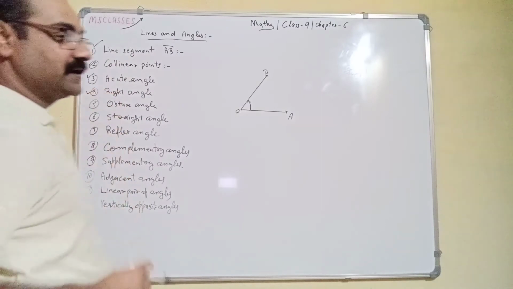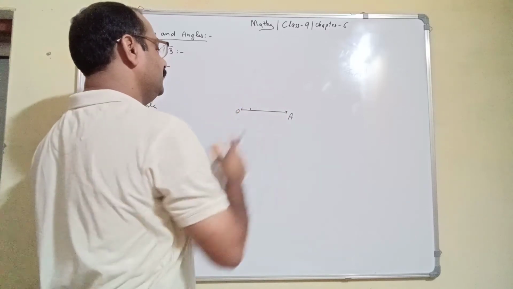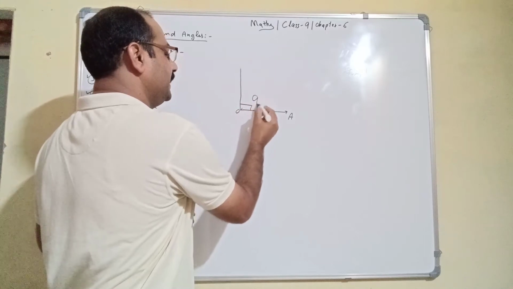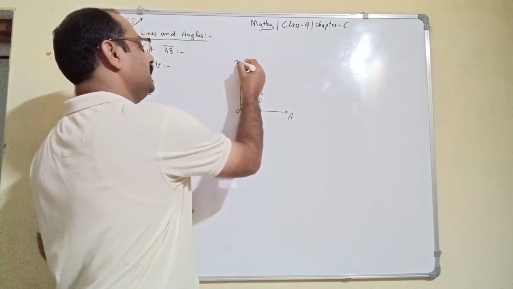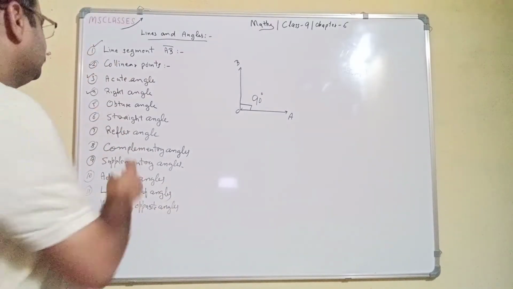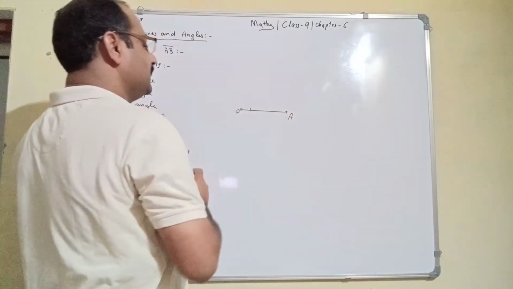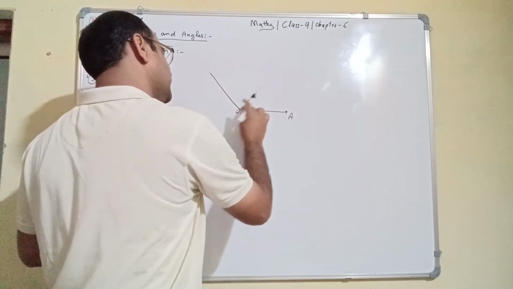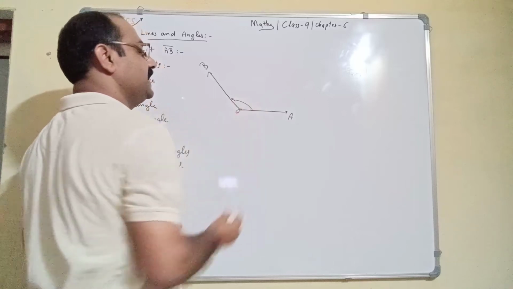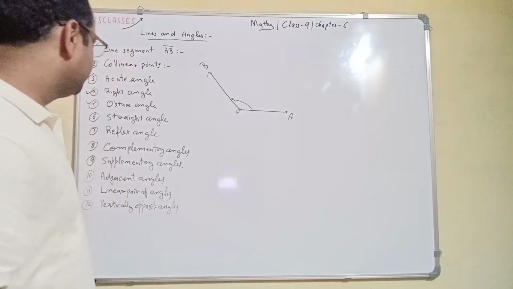After that, right angle. Right angle means this angle is equal to 90 degrees. Any angle equal to 90 degrees is a right angle. Right? After that, obtuse angle. Guys, any angle greater than 90 degrees is an obtuse angle. Right? When this angle is greater than 90, then this angle is an obtuse angle.